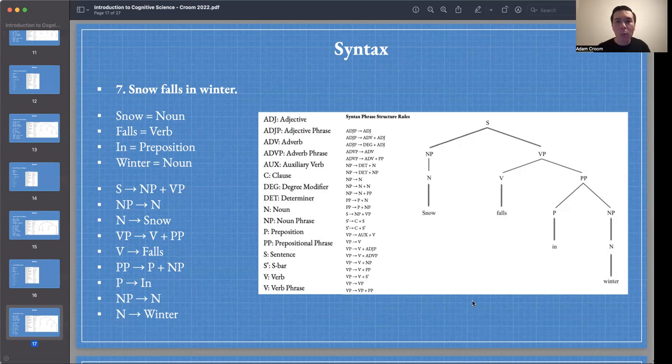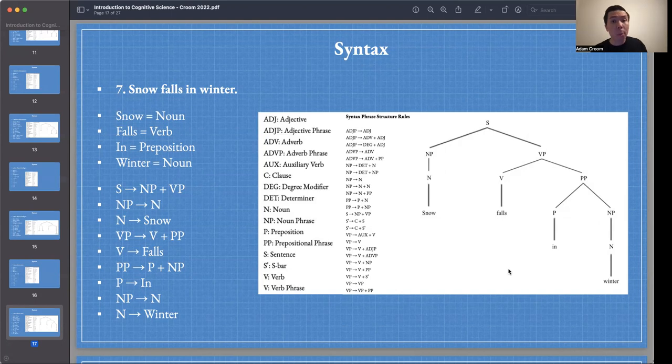Here we know that snow is a noun, so we label it an N. We know that falls is a verb, so we label it a V. We know that in is a preposition, so we label it a P. We know that winter is a noun, so we label it an N. We know that in winter is a prepositional phrase, right? So that's why this is packed under the PP over here. And we see that there's a rule, right? The PP can take a P and an NP.